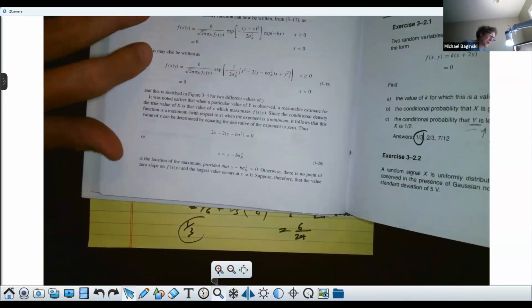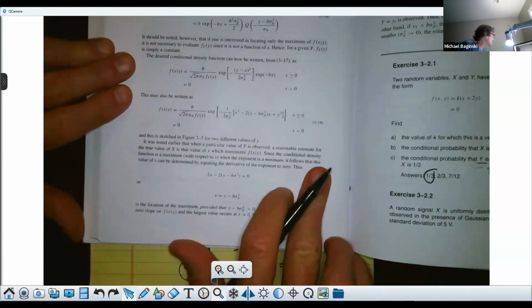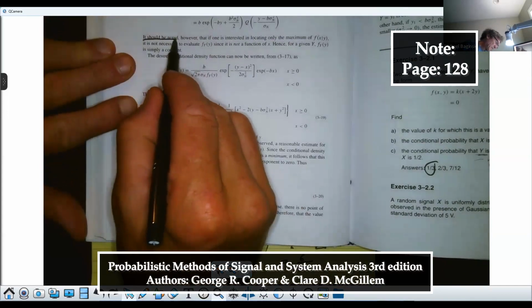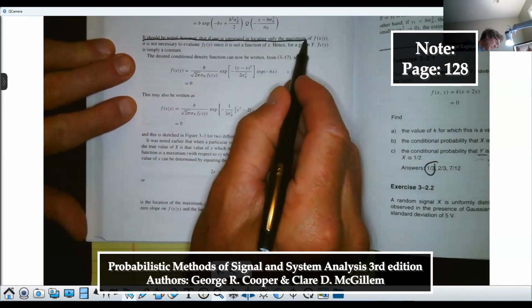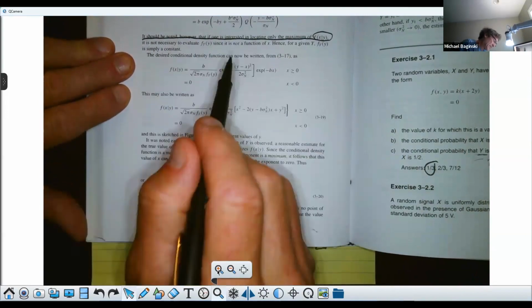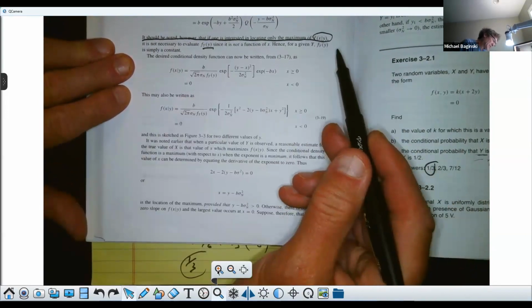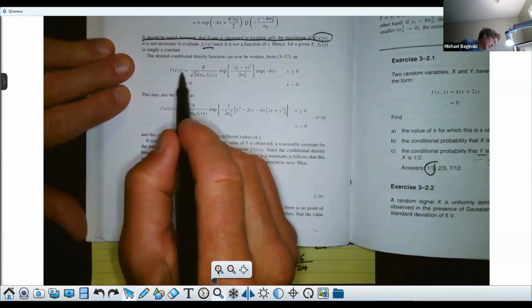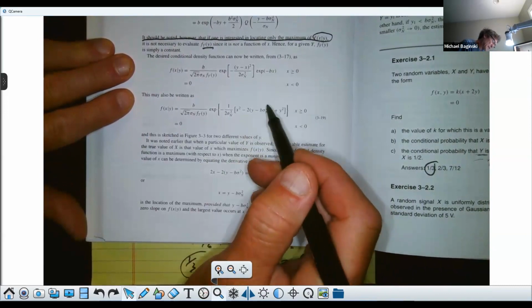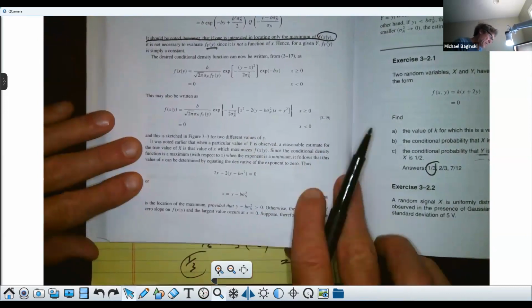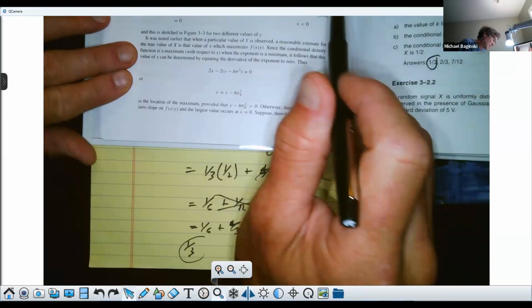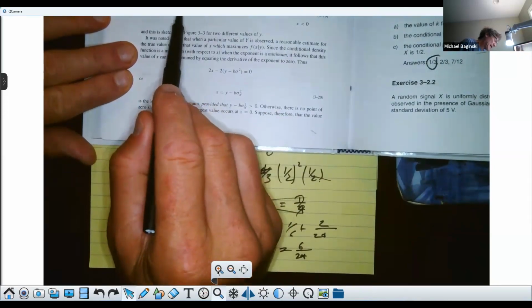This is the key part, and you should underline this or do something to make sure you understand. It should be noted, if one is interested in locating only the maximum or the most probable, it is not necessary to evaluate f of y. And everybody said amen. That means the only thing you have to do, this is f of x given y, remember. Okay, he does that. And here we go. So remember, you don't have to evaluate this f of y business. The only thing you have to do is find the maximum of this.